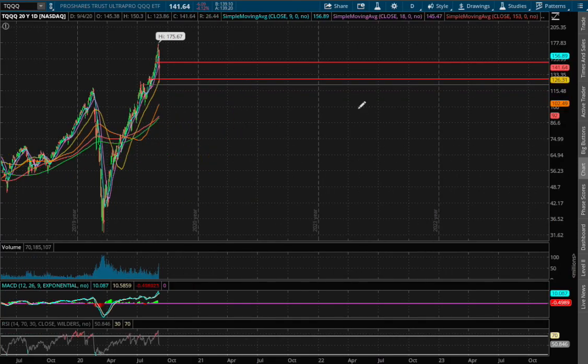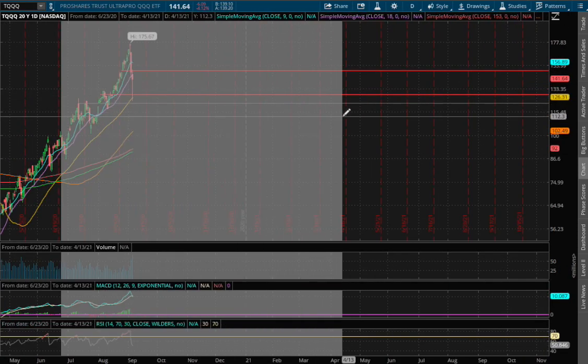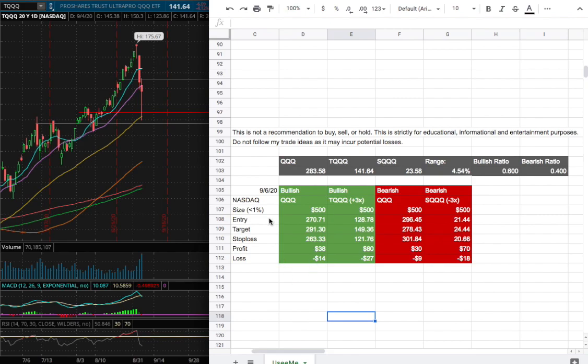So for the daily chart, for the trade idea of the week, my position size for TQQ is less than 1% of my portfolio. My entry will be $128.78, fairly close to where we encountered previous resistance, and since we're above resistance, that now acts as our support.